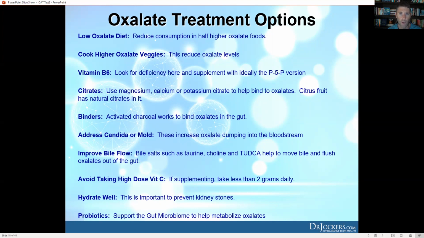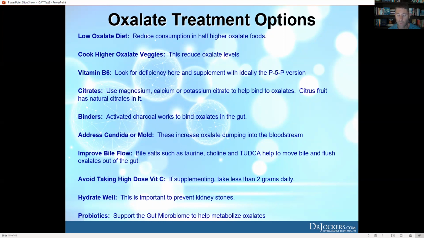And then also those higher oxalate veggies that we talked about, so really any green leafy vegetable, I would say. It's actually better to cook it. It will actually reduce some of those oxalate levels as opposed to just eating that raw. So that's another idea there as well. Address Candida or mold, of course, we talked about that.